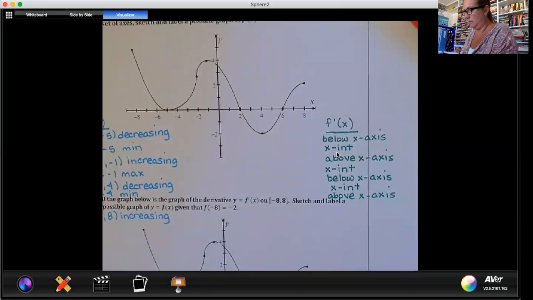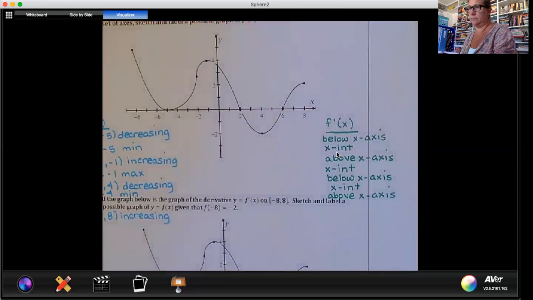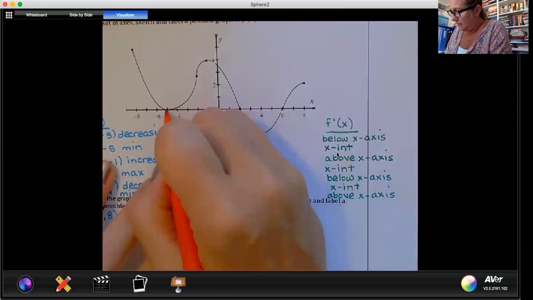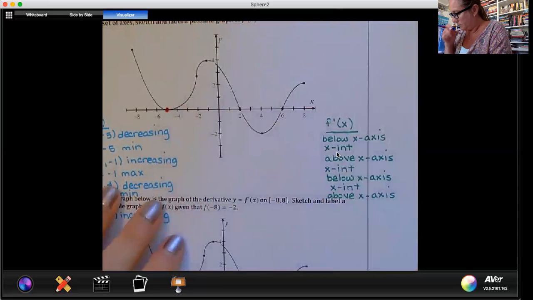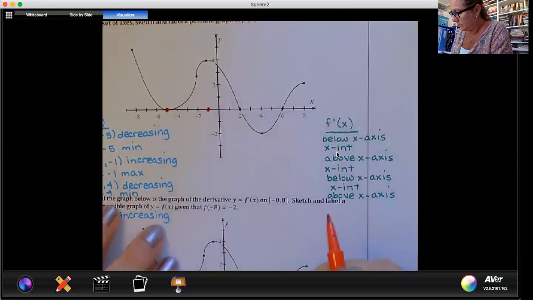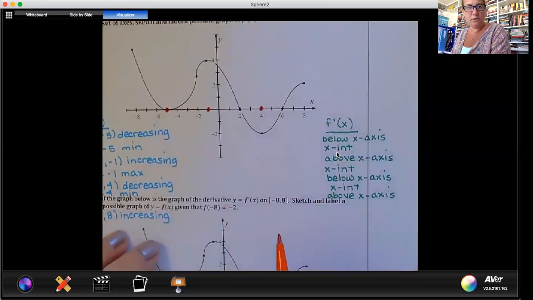And let's put that on our graph in red. Easiest thing to do is start with our x-intercepts: -5, -1, 4, and that's it. So those are going to be our x-intercepts.